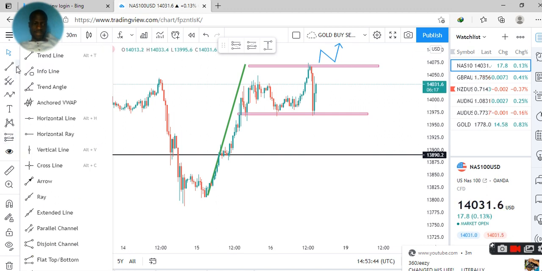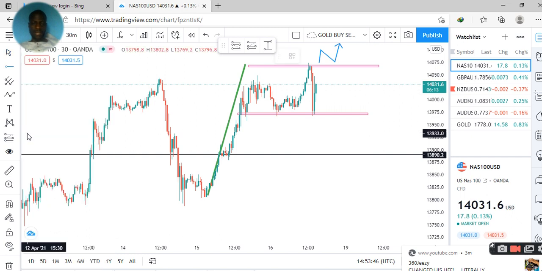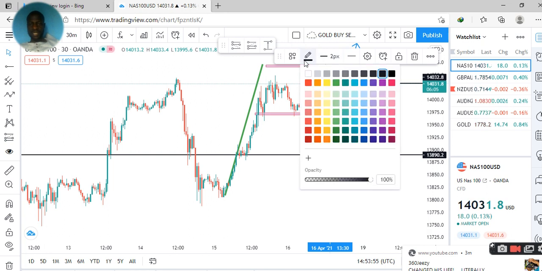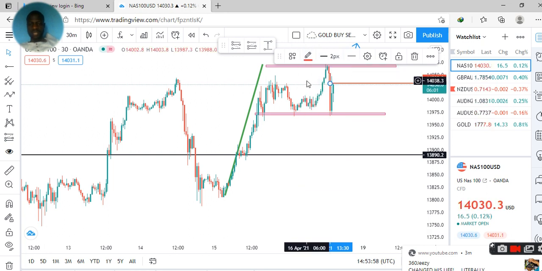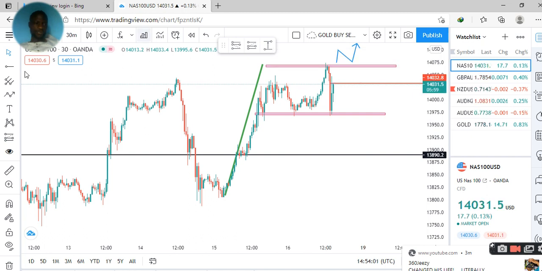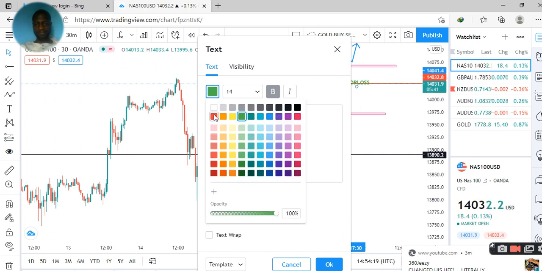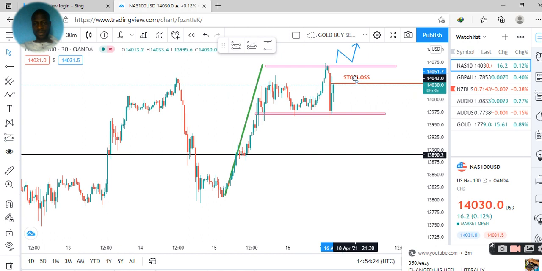Okay, so if price breaks that area there, then I can put my stop loss somewhere here. I can put my stop loss somewhere here. So let me just change this to red. Where is red? Let's just change this to this. So my stop loss can be here. Okay, so let me even put my stop loss here. So my stop loss can be here. Stop loss. Okay, and then red, like that.